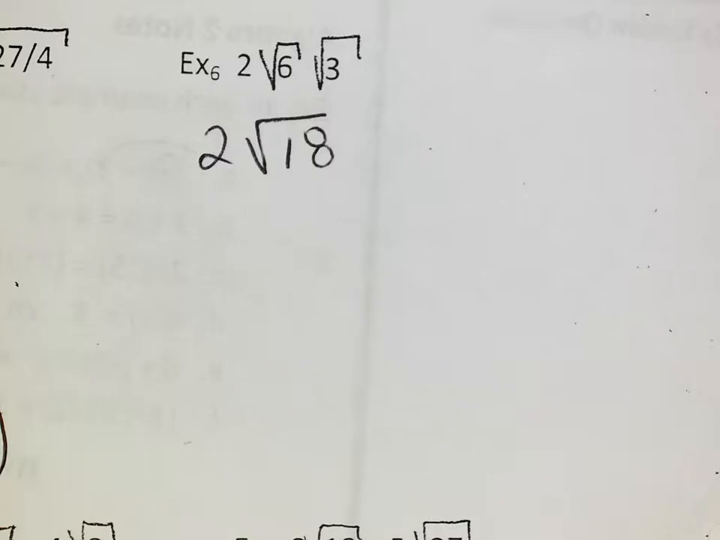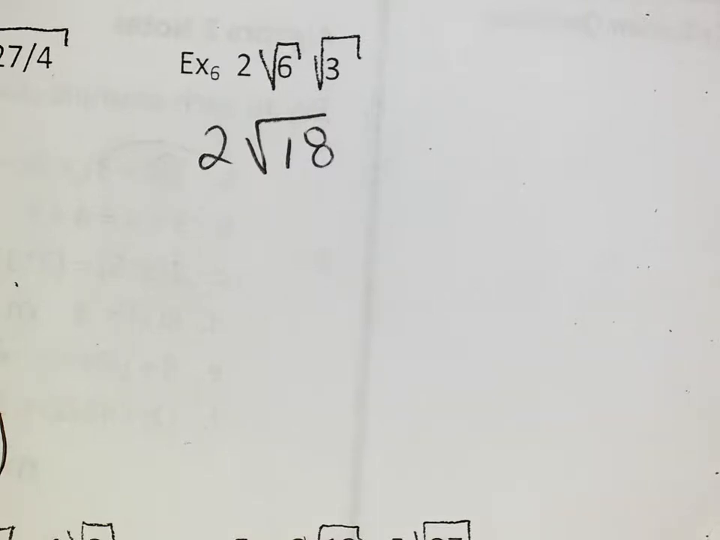Because there is no square root of 6 except for an irrational number. There is no square root of 3 except for an irrational number. But when I multiply, I get an 18, right? Now there's something good about the 18, right? So what do you see about the 18? Ben, what do you see about the 18?